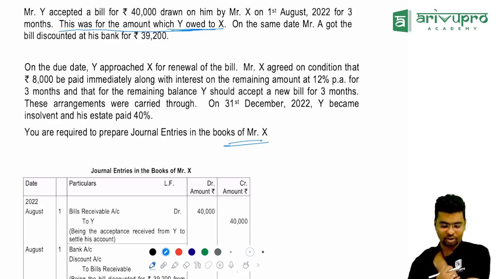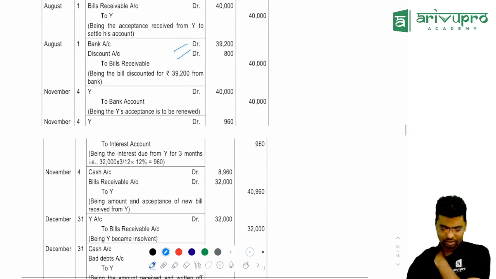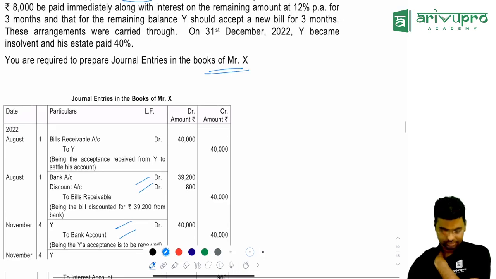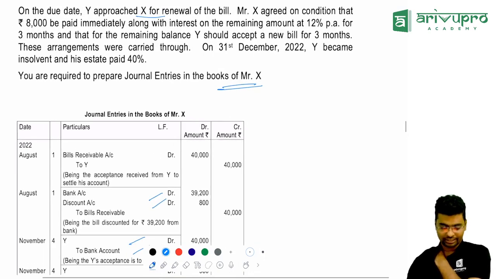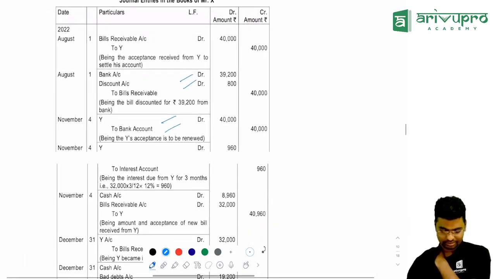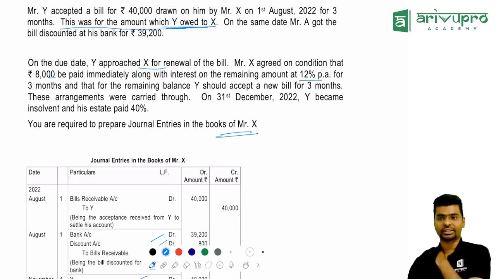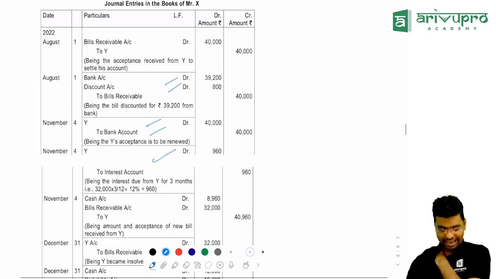On the same day, A got it discounted. What's the journal entry for discounting of the bill? On the due date, Y approaches for renewal. Y to... discounting, no? So it's not bills receivable, it will be bank. Then A agreed to pay 8,000 immediately, along with the interest of 12%. So first you will calculate the interest.